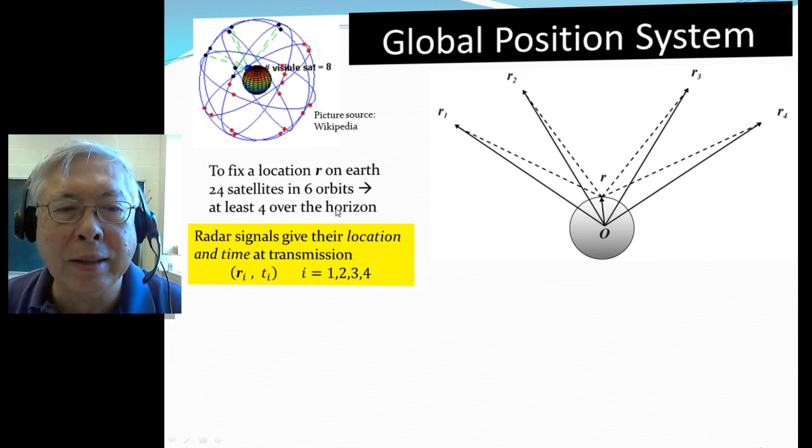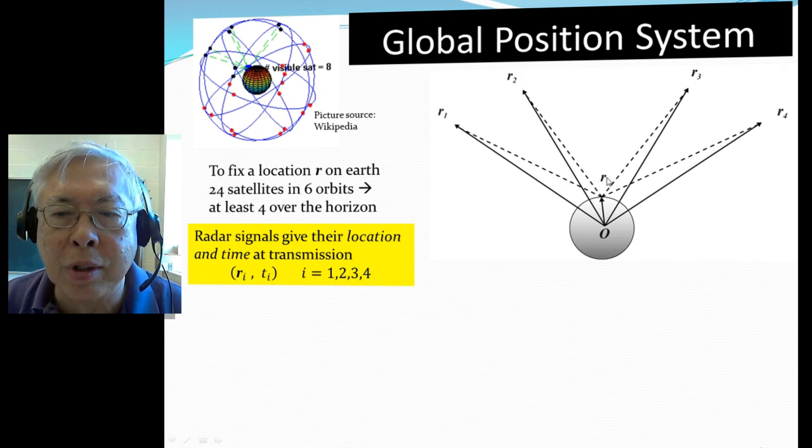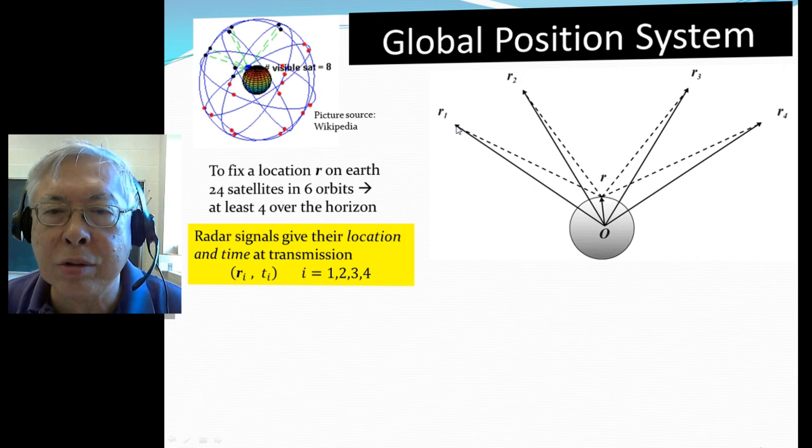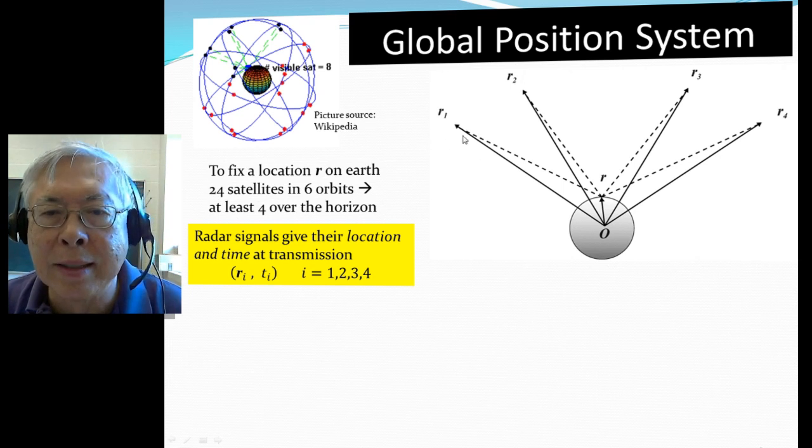Okay, and the point is that the radar signal from the satellite, for example, you're located here and you'd like to know your position r on the surface of Earth. You receive radar signals from these four satellites, and these signals contain the information: the location of the satellite, for example r1, three positions, and the time the signal was sent. Same with each of the satellites.